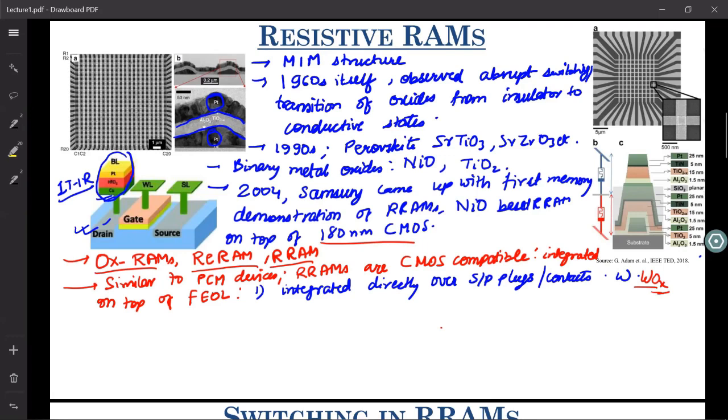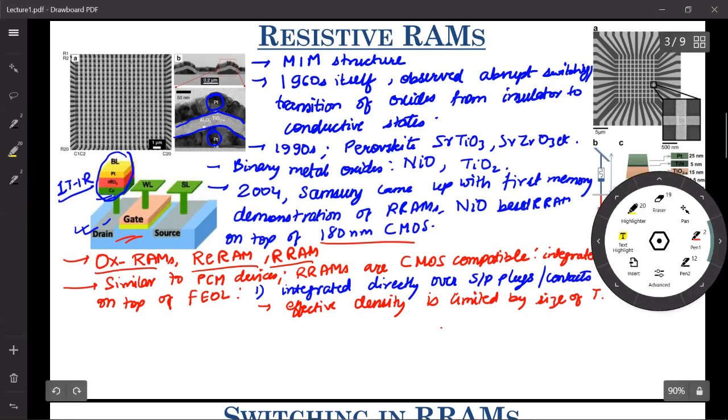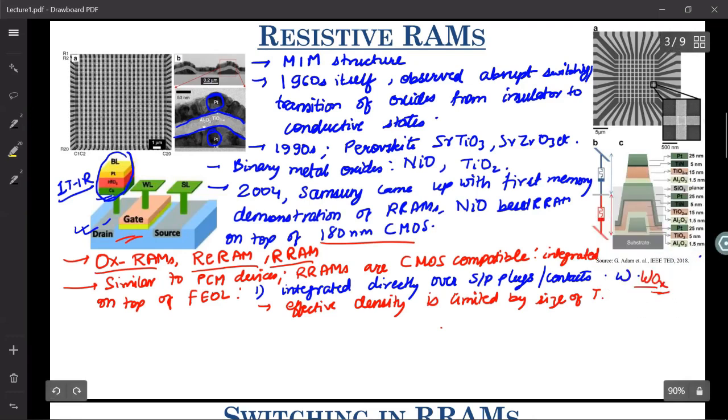However, in this kind of configuration, your effective density is limited by the size of T, right? Since this is monolithically integrated on top of this MOSFET, the size of this MOSFET dictates the size of your memory element. So what is the other configuration in which it can be integrated on top of front end of line? It can be integrated on top of interconnects as well.